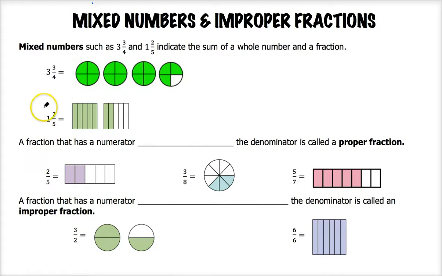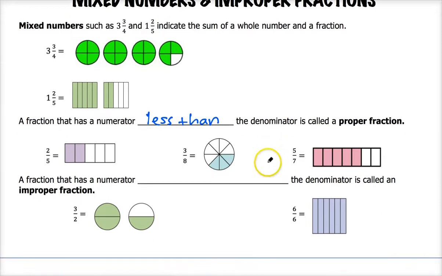A fraction that has a numerator less than the denominator is what we call a proper fraction. So that would be your normal fractions like 2/5, 3/8, 5/7. Proper fractions are less than 1. So they're not 1 whole, they're a part of a whole. So that's why the numerator is less than the denominator.